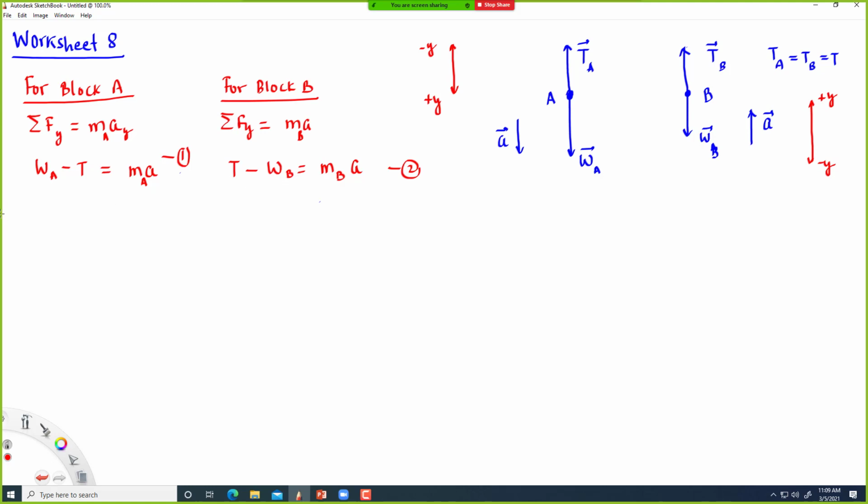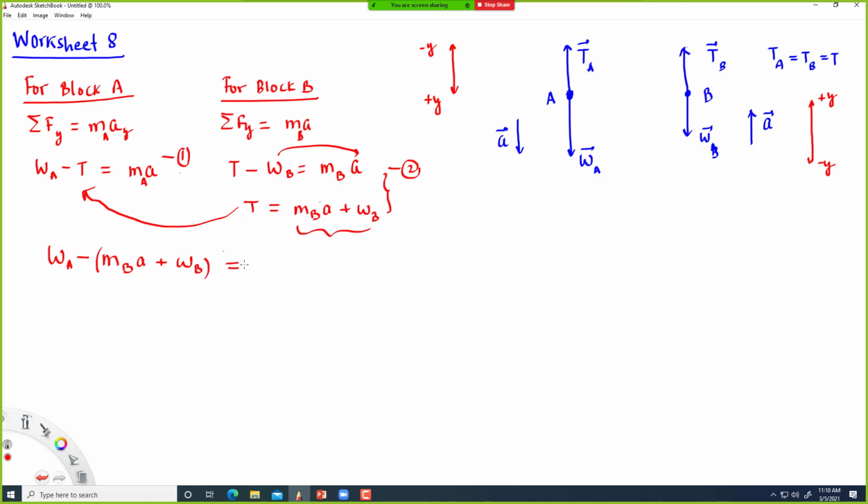To eliminate tension, you can write this in terms of tension and then substitute that in the second equation. What I mean is you can write this one as T is equal to MBA plus WB. I'm just taking this WB to the right, and then substitute that T in this equation. And then the tension will be eliminated. So then we get WA minus T, which is MBA plus WB, is equal to MAA.